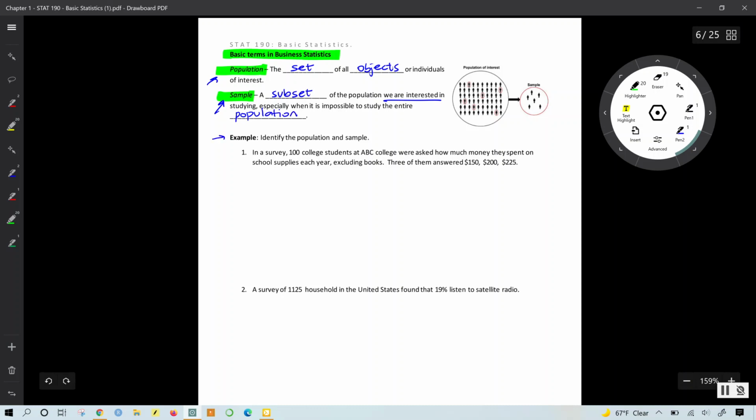So, to test how much we understand here, let's consider the following example, where we identify the population and the sample. For the first question, we're told that in a survey, 100 college students at ABC College were asked how much money they spent on school supplies each year, excluding books. 3 of them answered $150, $200, and $225. Our goal is to identify the population and the sample.